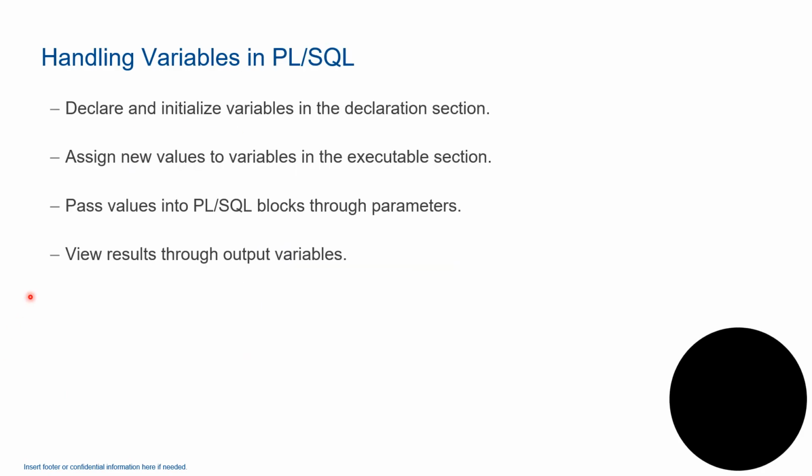Handling variables in PLSQL. How do we handle variables? First we have to declare them and then initialize them in the declaration section. You may notice that we need to define in the declaration section, and we may initialize at the declare section only. Then in the executable section we need to assign new values to them. We can pass these values into subblocks and subprograms through parameters, and then view results through output variables.